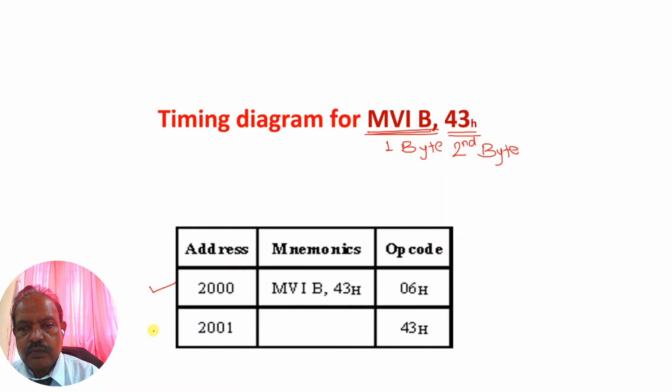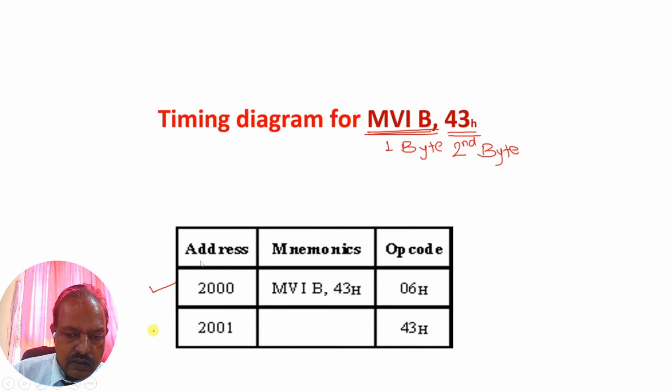Now, from the diagram, suppose we go for something like this. I want to move this 43, this is the data, to register B. So what is the hexadecimal data? It is 43. So this I want to move to B. Then you will see the mnemonic for this: MVI B, 43. It is the same thing I am writing here.